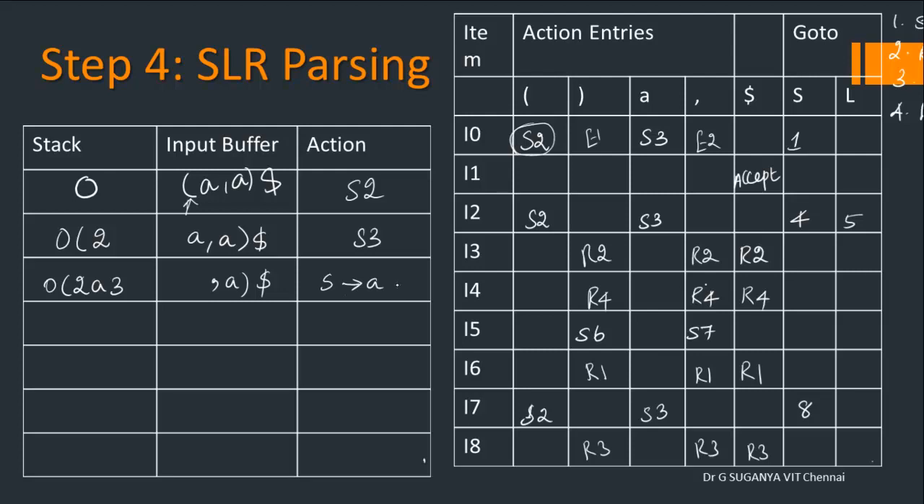Now the formula is: however many symbols there are on the right hand side, 2 times that many symbols you have to pop out. But you can understand the logical idea very well. When pushing, we are pushing not only the symbol but also the state, so you have to pop out the pair. So we pop out A and push in S. Pop out these two, push S. So 0, left bracket, 2. This S will come to the stack.